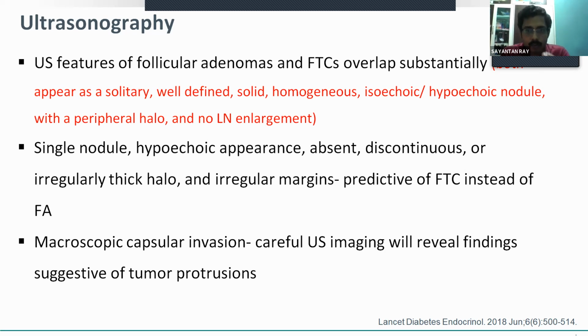However, there are a few factors which are predictive of follicular thyroid cancer instead of follicular adenoma. That is a single nodule, hypoechoic in appearance, absent, discontinuous or irregularly thick halo, and irregular margins are those ultrasound pointers. Now, another point can be noted on ultrasound imaging, that is macroscopic capsular invasion. If we do careful imaging, that could reveal a finding suggestive of tumor protrusion.